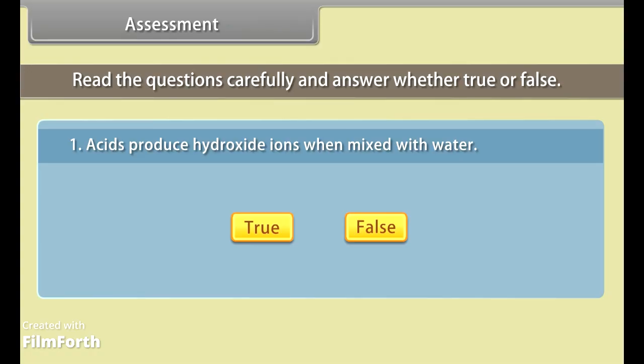Assessment. Read the questions carefully and answer whether true or false.